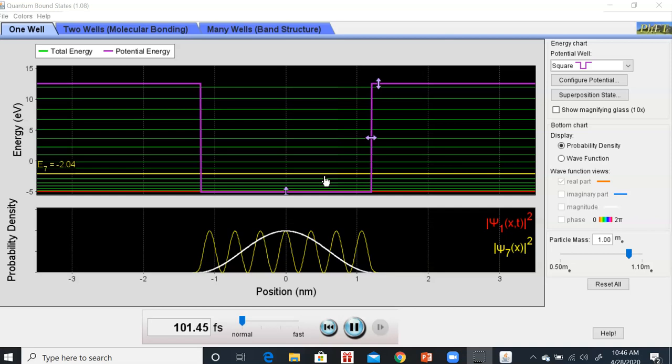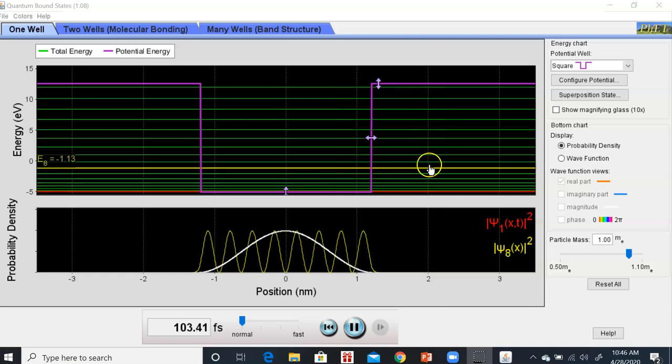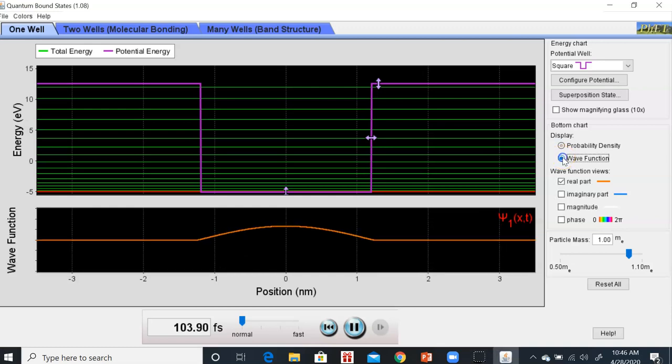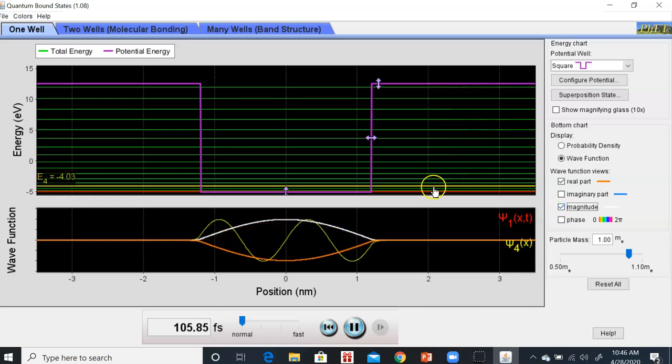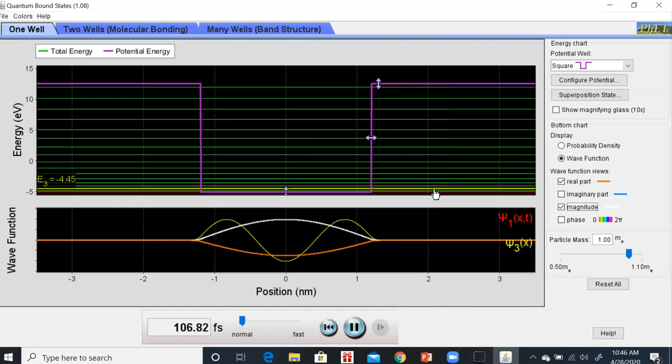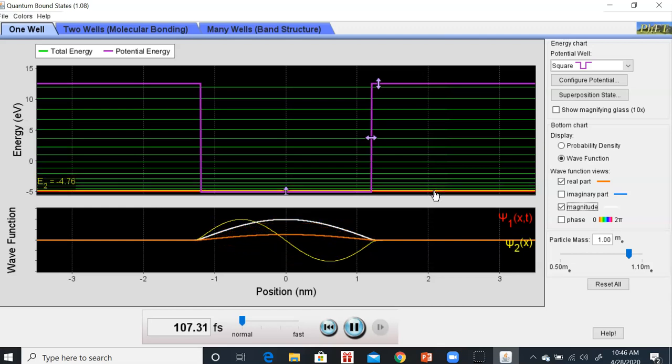If you look at all these solutions, there's an exponential tail after you get past the boundary, and in the middle it's wavy. You can also graph the wave function. Let's do the magnitude of the wave function. There's the magnitude of the ground state, and then we can look at the other states as we go up from there, like the first excited state and the different solutions.